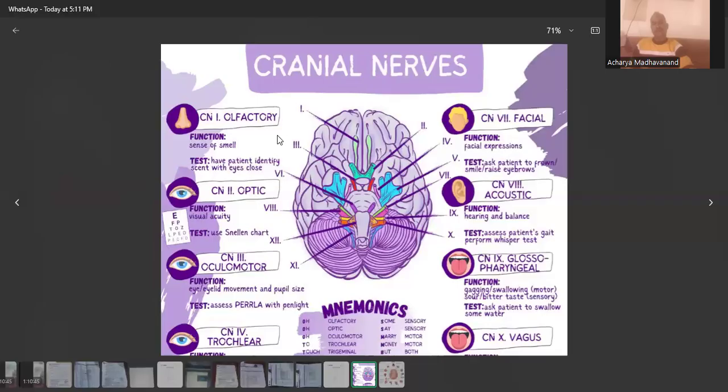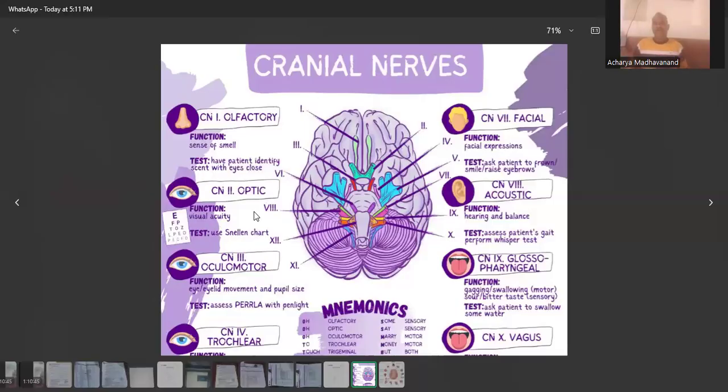Then the optic nerve, second. Optic nerve is for vision problems. When there is blurred vision, vision is not clear, then you can use the optic nerve. This is associated with the diagnosis of urinary bladder.